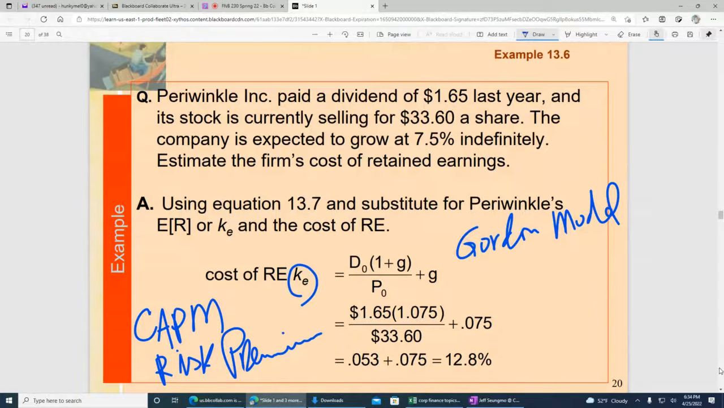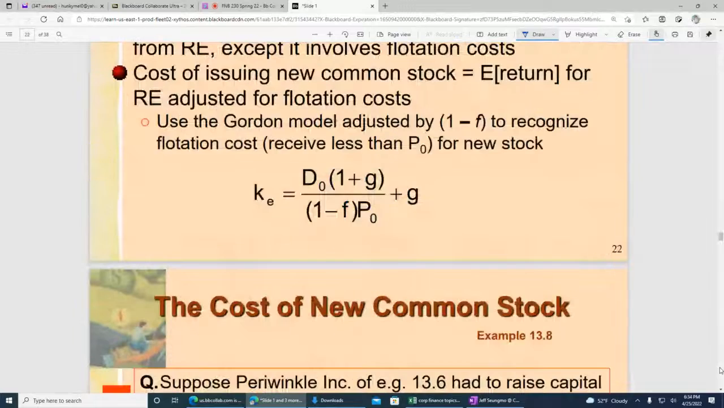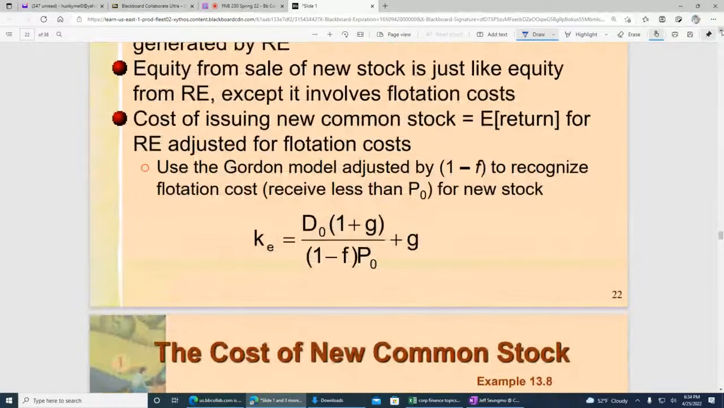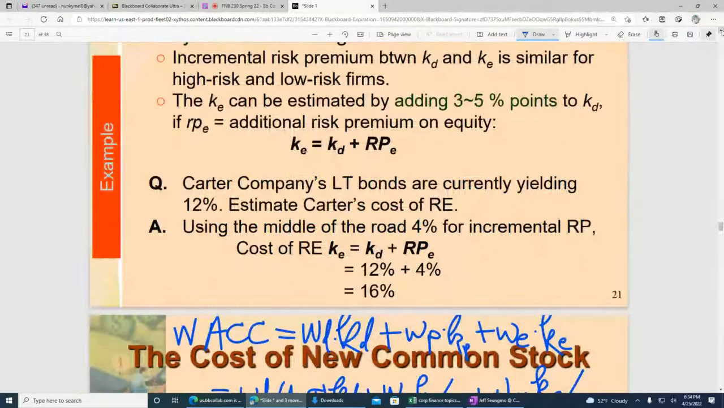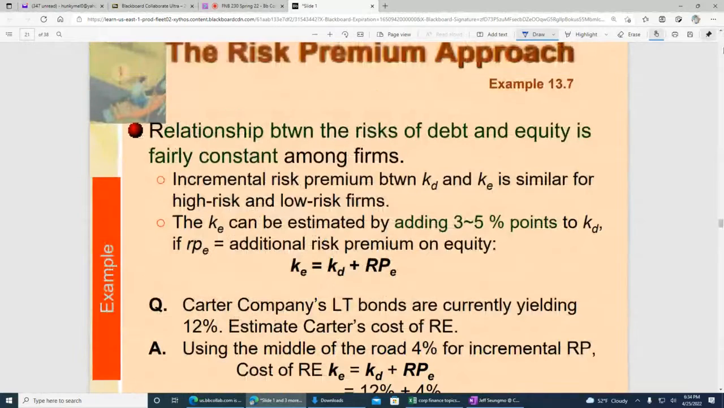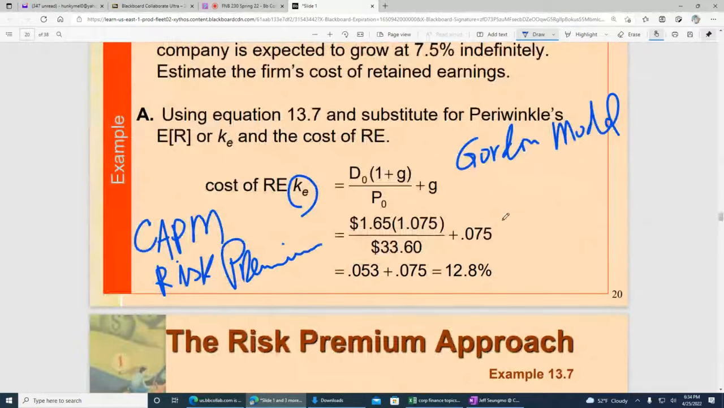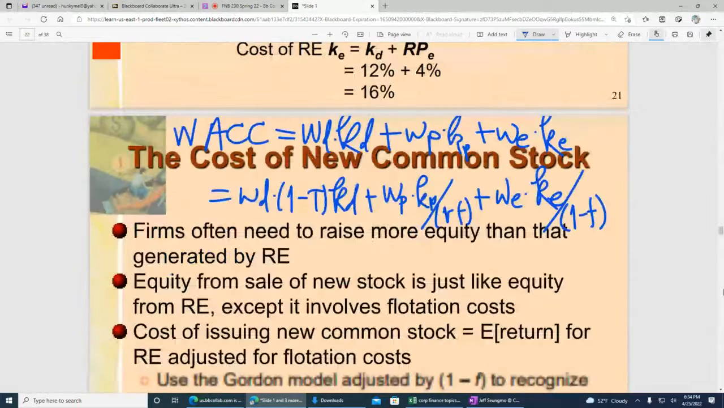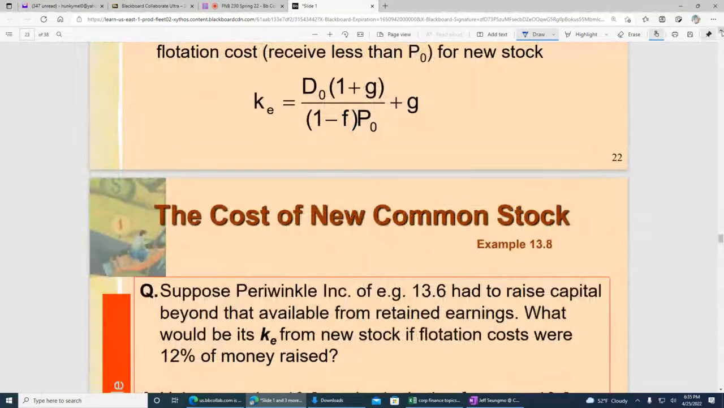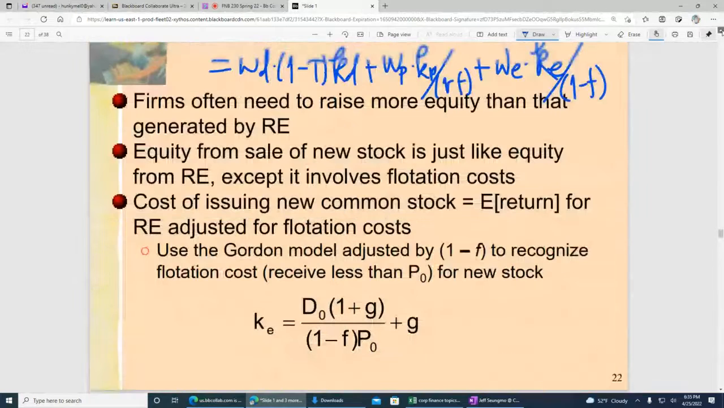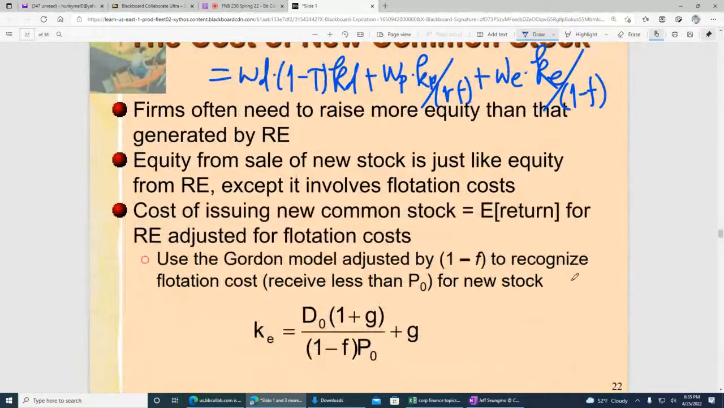Now, so here, that was in case we are using retained earnings, and in case we are selling new stocks, new common stocks, right?